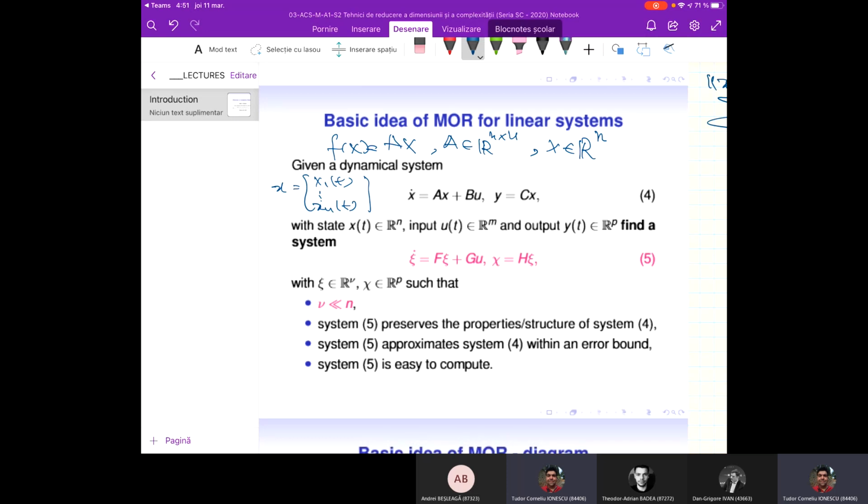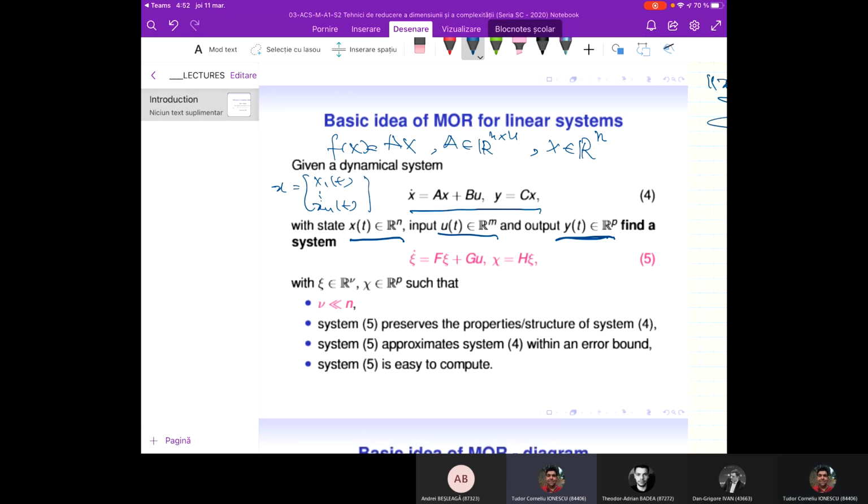Given such a dynamical system, of course now the h, which used to be nonlinear, is also linear. C is a matrix as well. So we have the state in R^n, the input in R^m. We can have m inputs and p outputs. So this is the general case of multivariable dynamical linear systems with m inputs and p outputs.